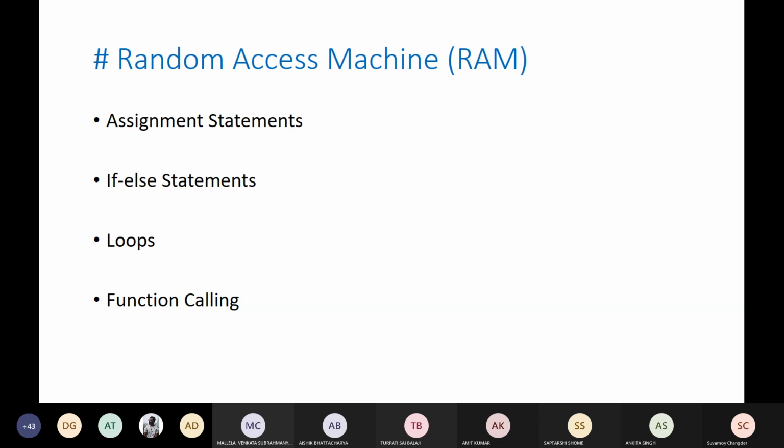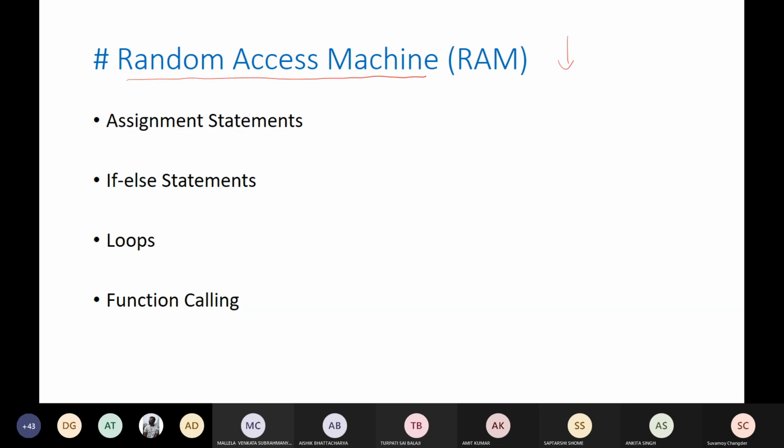Yes. Generally, we follow a model which is known as random access machine. Okay, this is not random access memory, that is also known as RAM. But here, the model to count the time complexity or the computation complexity is known as the RAM model, or random access machine.